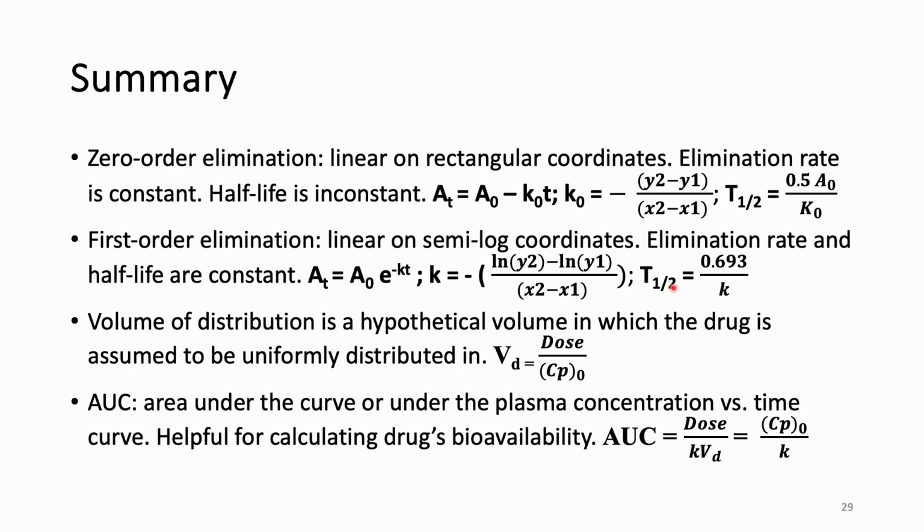The volume of distribution is a hypothetical volume in which the drug is assumed to be uniformly distributed. Volume of distribution is equal to the dose divided by the initial concentration CP0. AUC, or area under the plasma concentration versus time curve, is a parameter helpful for calculating the drug's bioavailability. AUC is equal to dose divided by K times Vd, or equals the initial concentration CP0 divided by K.